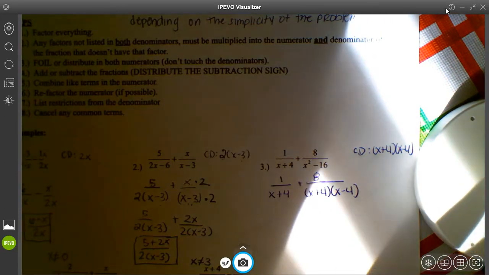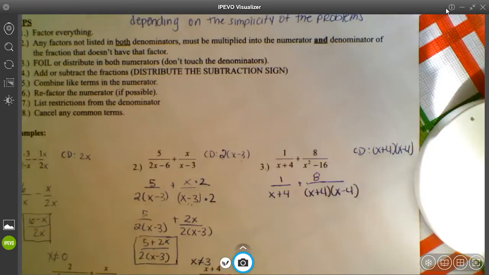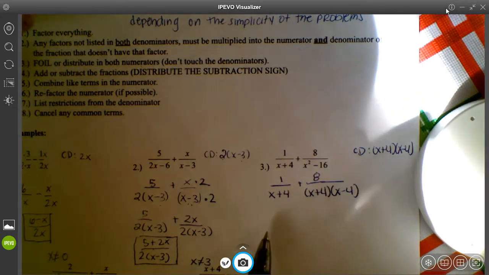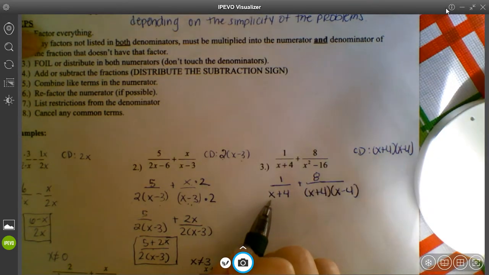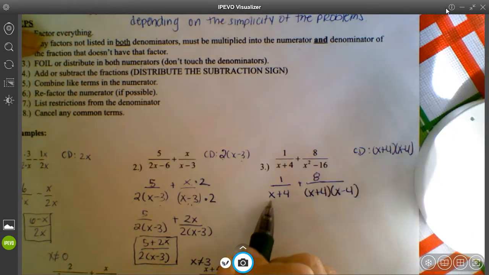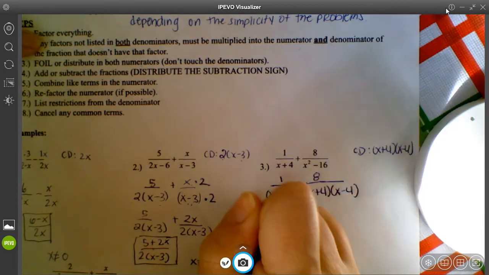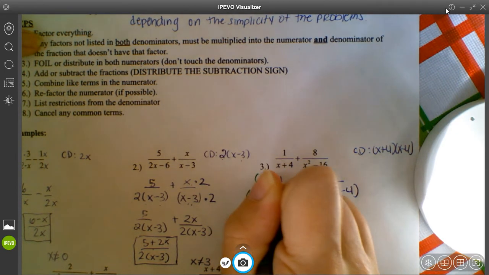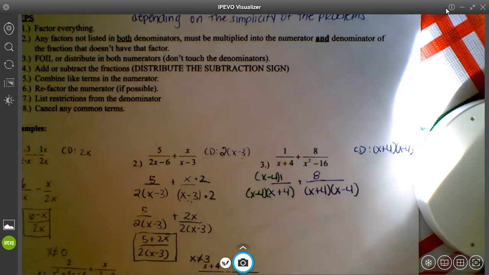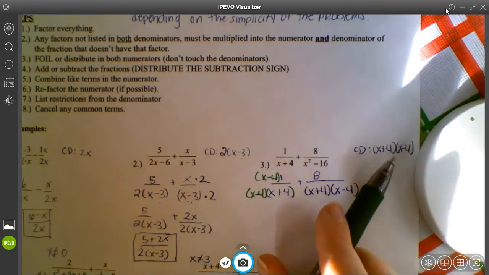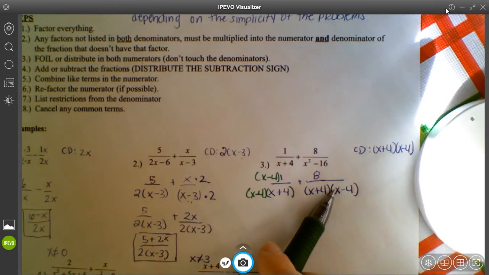I'm going to grab a different color so you see this better. That means for number 2, any factors not listed in both denominators. Does this one have both x plus 4 and x minus 4? No, it only has x plus 4, so it needs an x minus 4. So I need x minus 4 both top and bottom. This one has both of the common denominators, so we're good.